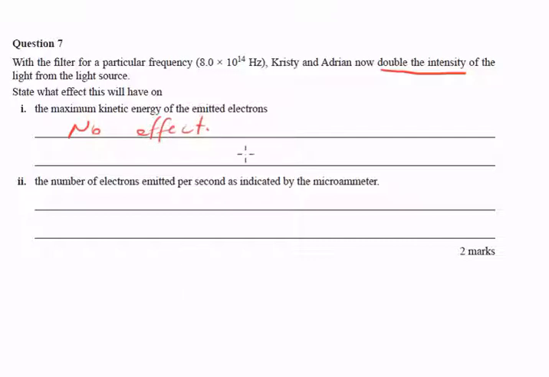on this. However, doubling the intensity means more photons. More photons means more electrons. They don't have any more kinetic energy. The kinetic energy of these electrons is the same, but more electrons is more current. So there's going to be an increase for this last one.